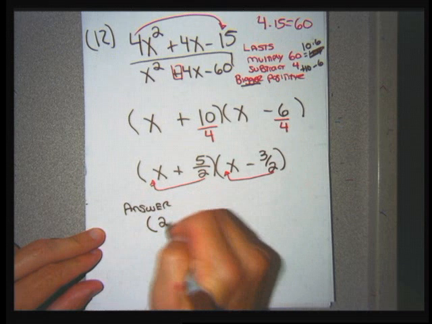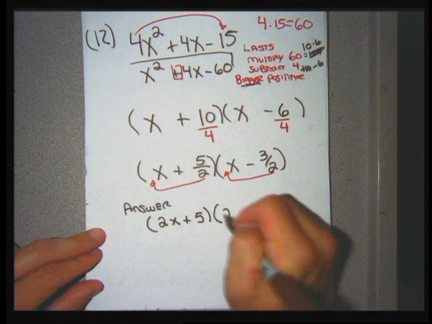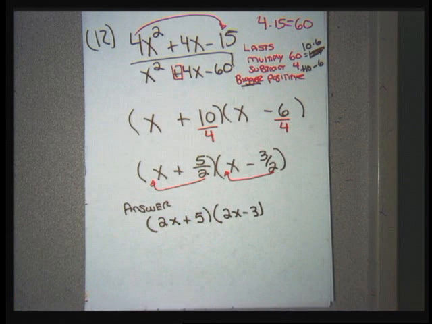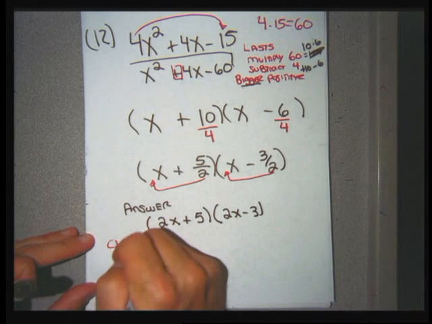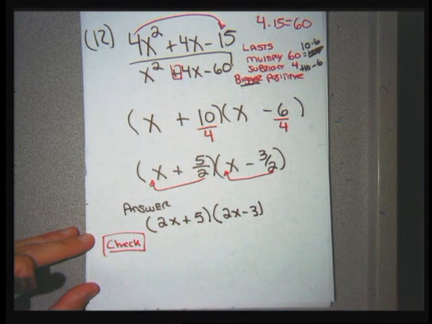I'm going to put the 2 in front of the first x, and the 2 in front of the second x, and get 2x plus 5 times 2x minus 3. I'll go ahead and check again, although checking is completely optional if you're confident in your answer.